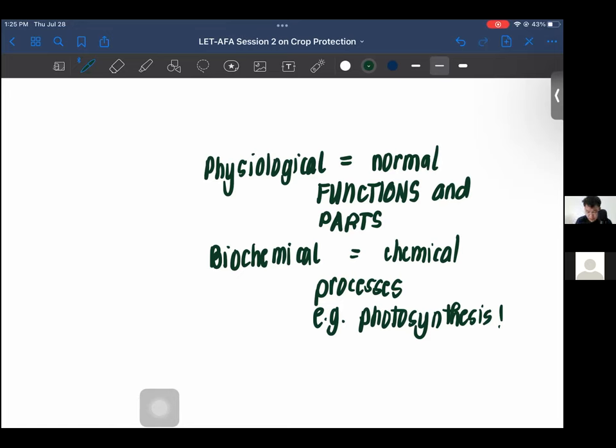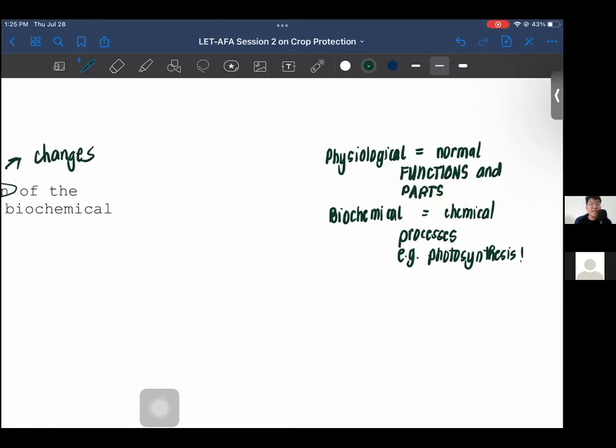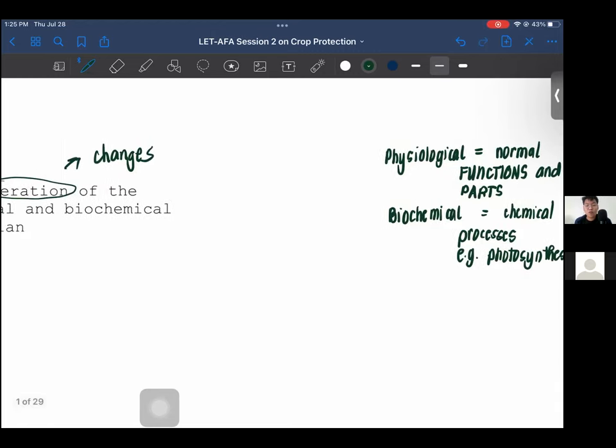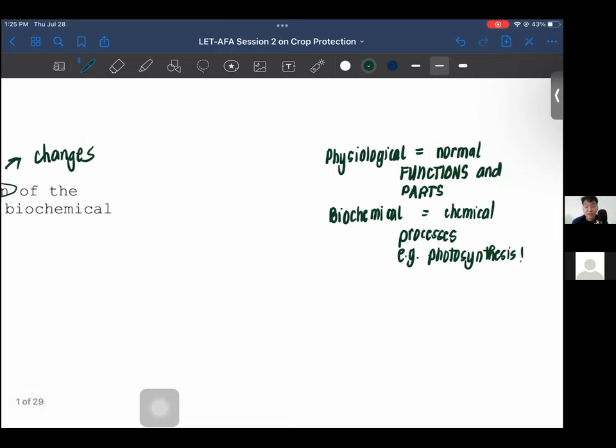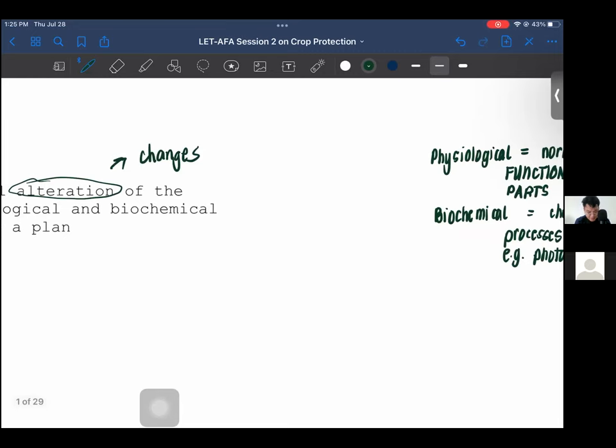Next is biochemical. So sa biochemical naman, it pertains to the chemical processes. What are these chemical processes that happens in your plant? These are photosynthesis, cellular respiration, ayan yung mga yan. Actually, I will discuss more on this ngayon na. So photosynthesis, as we know, is the food making process of plants. So this is an example of a physiological process.